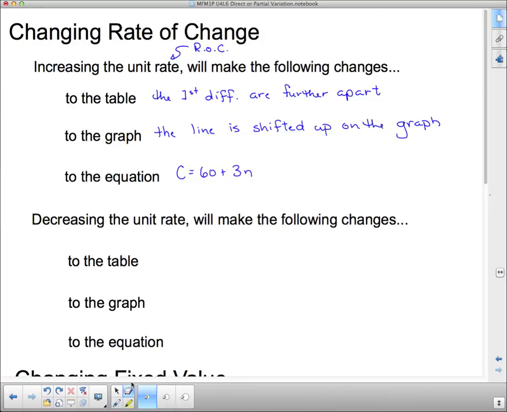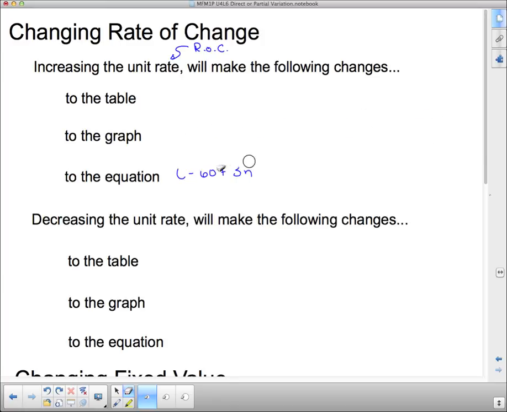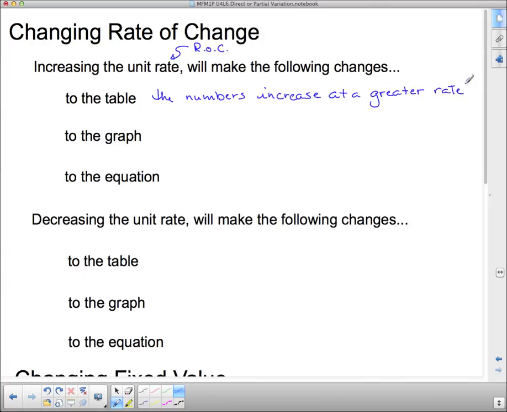This is actually backwards to where I'm doing what happens if we changed the first situation where we change the initial value. This says changing the rate of change. So what happened on the table? To the table, the numbers increase at a greater rate. So the first differences are farther apart. The first differences are larger.